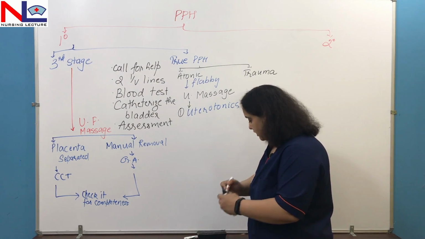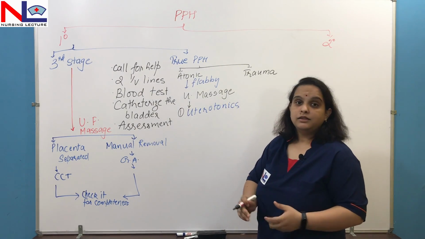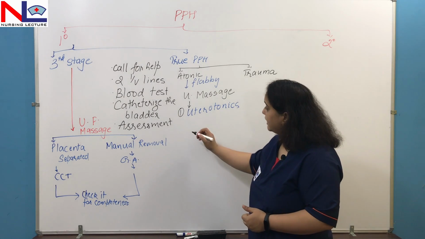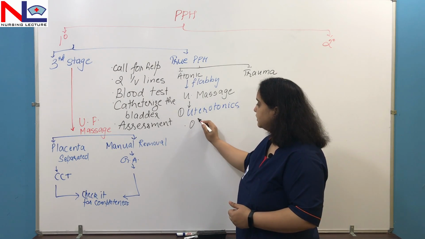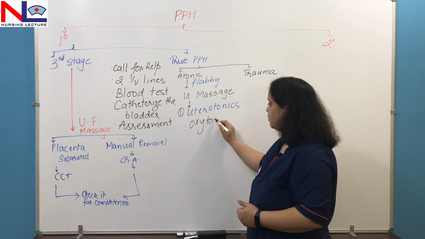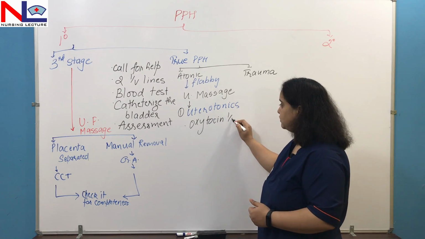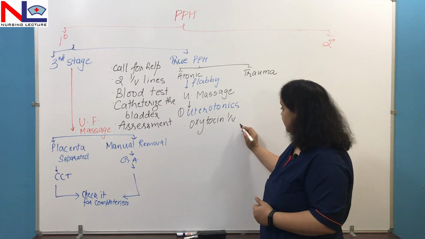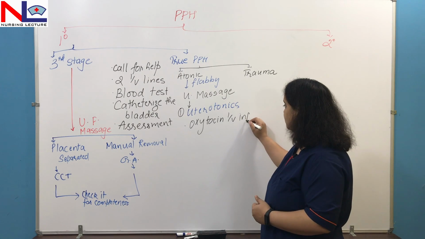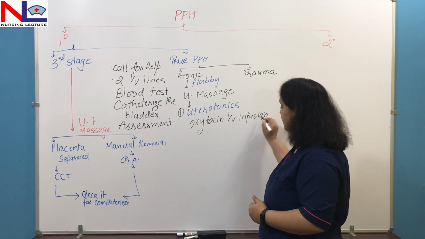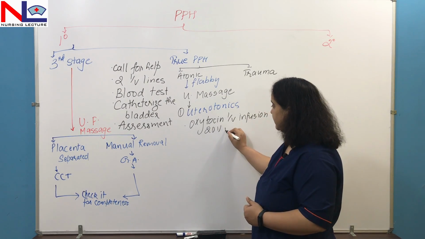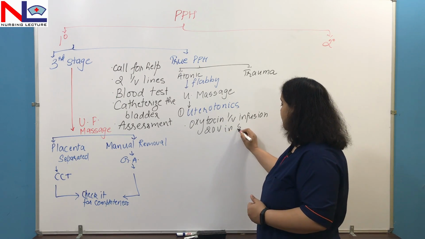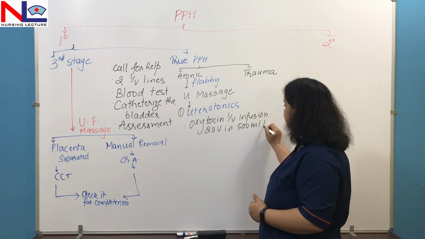So what all drugs are there to make the uterus hard? The first line of drug is oxytocin. First we will infuse. Oxytocin is usually given by IV infusion, about 20 units, infused in 500 ml NS.